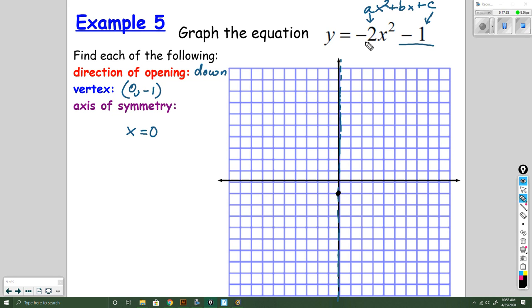And then obviously this opens down, and it starts with a decrease of 2 units. And then it's going to go 6 units. And that's enough to form our graph. That's it. Pretty simple.